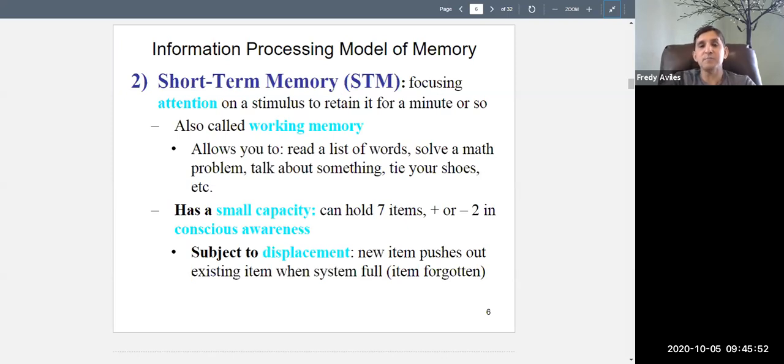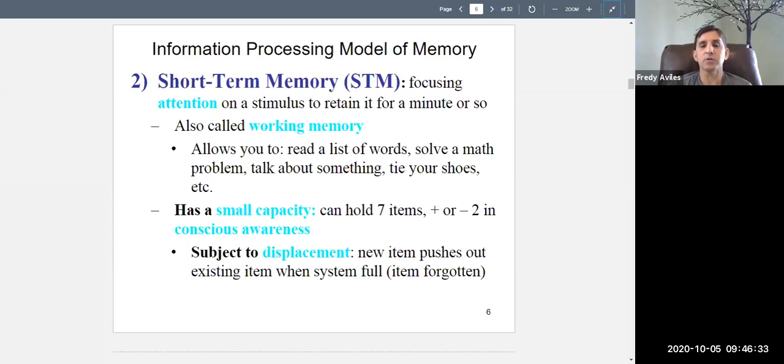Because it is the kind of memory that you rely on when you read a list of words. When you're reading a list of words, you are focusing on those words. You are thinking about them. You are working with that information. So you remember that for a few minutes. When you're solving a math problem, you're thinking about it. You're focusing on it. You're using your working memory. That memory is going to stay in there for at least a few minutes. When you're talking to someone, you're thinking about things, focusing on certain things that you say, that is short-term memory. When you tie your shoes, you're using short-term memory. You're using working memory. You are working with information. You are remembering things. You're doing things.